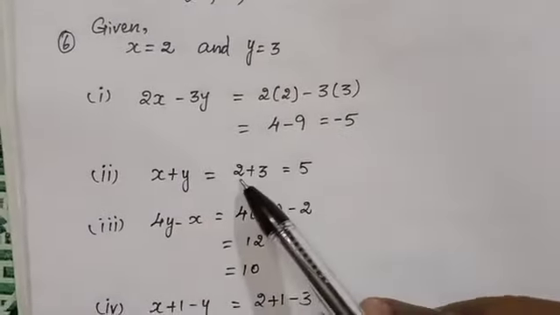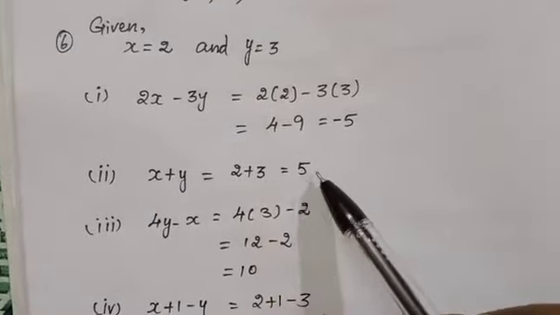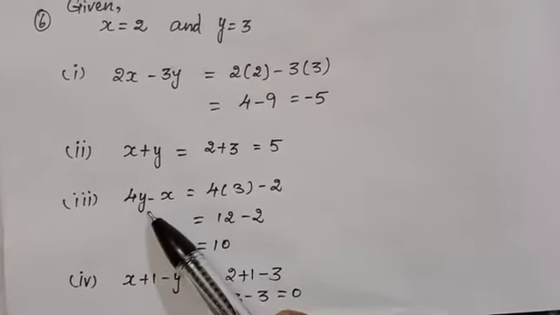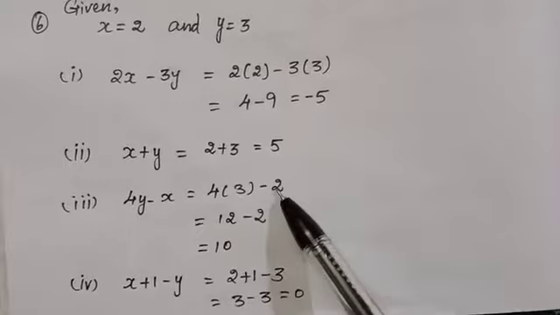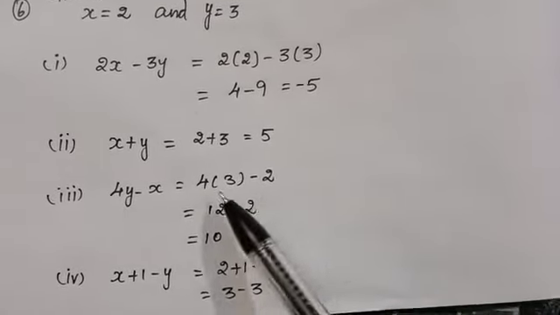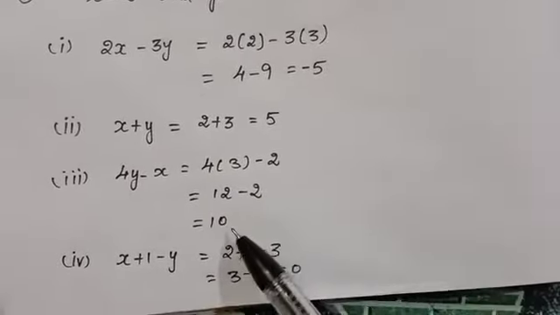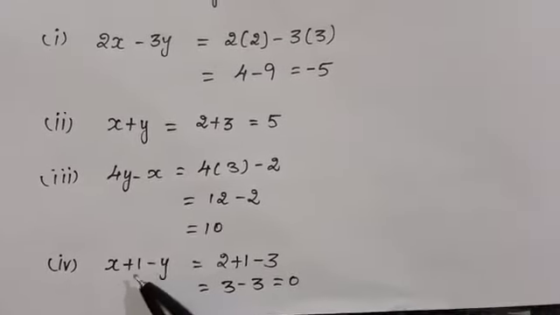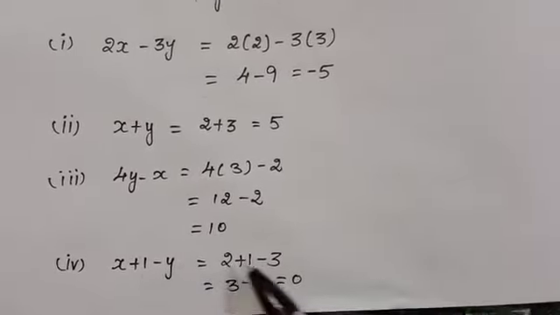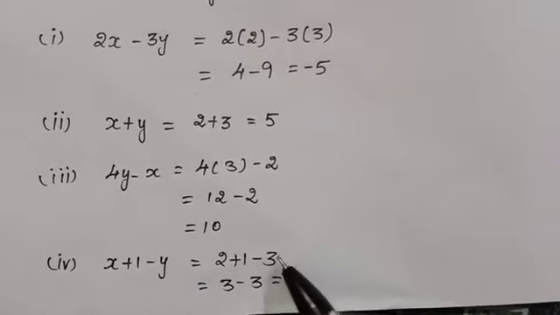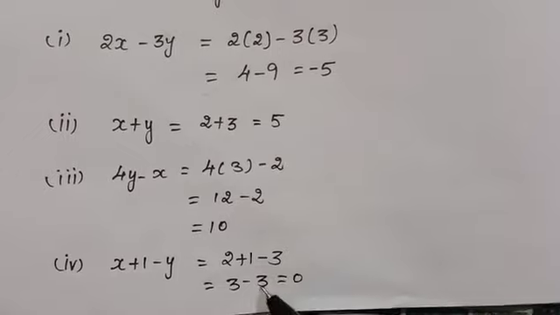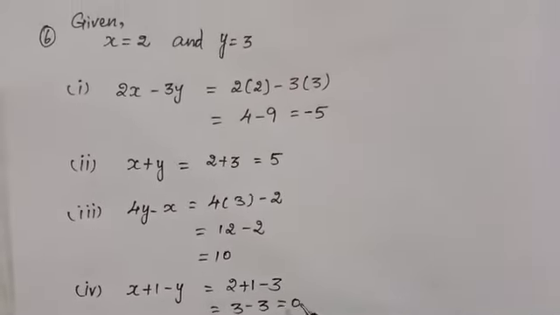Then x plus y. The x value is 2, the y value is 3. 2 plus 3 is 5. Third problem, 4y minus x. 4 into the y value 3, minus 2, that is the x value. 4 threes are 12, 12 minus 2 is equal to 10. Then x plus 1 minus y. The x value is 2, plus 1, the y value is 3. So now 2 plus 1 is 3. Here minus 3 is there. 3 minus 3 is equal to 0.